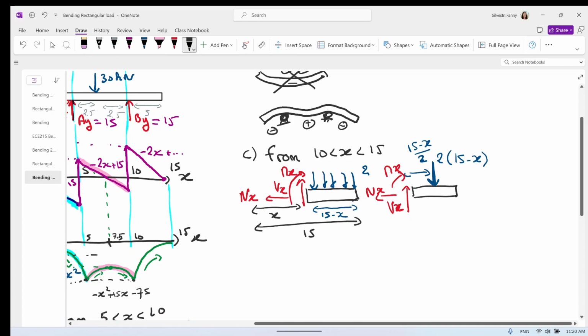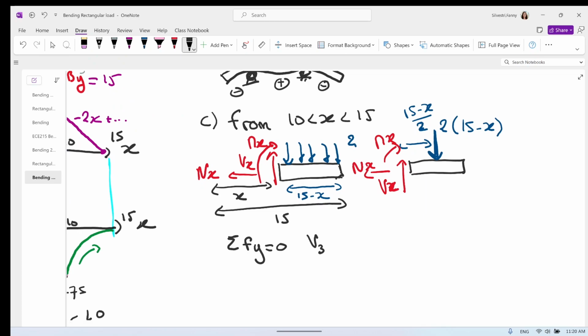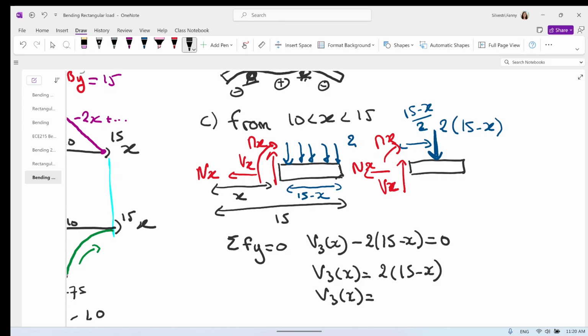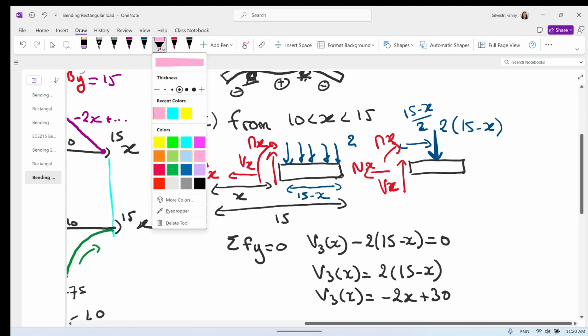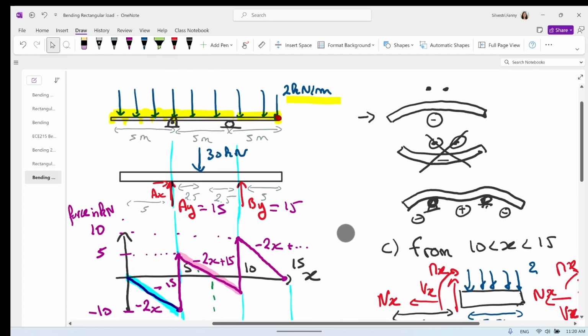And we can do our equation. So sum of the forces on y equals 0. We get plus V3 of x, it's positive, minus 2 times 15 minus x equals 0. So V3 of x equals 2 times 15 minus x. So V3 of x is minus 2x plus 30. Let me use a new color, let's do green. Minus 2x plus 30, this is this one.